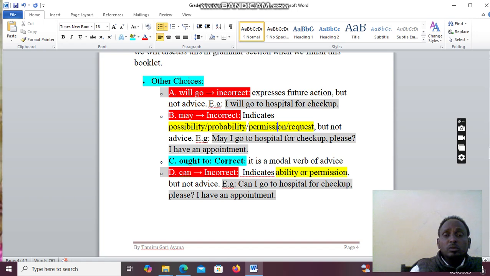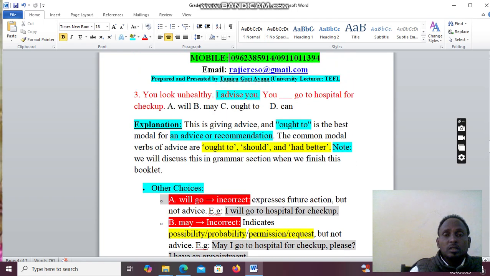And ought to is correct because it is a modal verb of advice. And can is incorrect because can indicates ability or permission but not advice. Example, can I go to hospital for checkup please? I have an appointment. In this case, you are asking for permission, so this is also incorrect, and the correct modal verb for this question is ought to. You look unhealthy. I advise you ought to go to hospital for checkup.